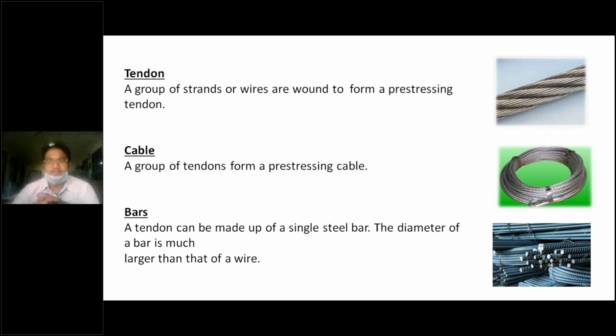And finally, bar. I think we all know the bars which are used as reinforcement in RCC structures. A tendon can be made up of a single steel bar. The diameter of the bar is much larger than that of a wire. So here you can make the tendon from a single steel bar also, which has some threaded part on its surface. It can be used as a single rod, whose diameter will be more than a normal wire. So these are the different types of steels available which we make use of for prestressing.